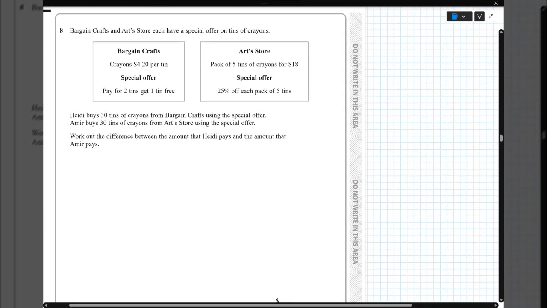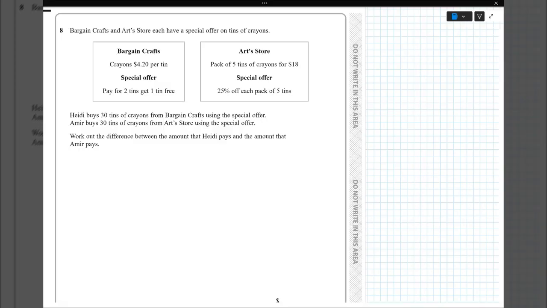Bargain Crafts and Arts Store each have a special offer on tins of crayons. Bargain Crafts, crayons, $4.20 per tin, special offer: pay for 2, get 1 for free. Art Store, 5 tins of crayons for $18, 25% off each pack of 5 tins. Heidi buys 30, Amir buys 30, one goes to one shop, one goes to the other. Work out the difference between the amount Heidi paid and the amount Amir paid.